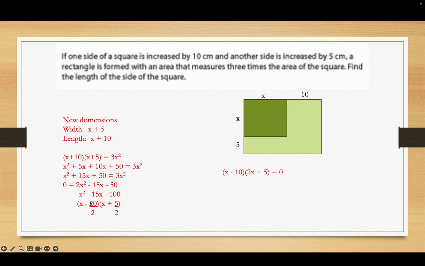Getting back to solving the problem, 20 over 2 reduces to 10, so I get x minus 10. And the next one is 2x plus 5. Maybe it's the guy on the left, maybe it's the guy on the right. I get x equals 10, x equals negative 2.5. Can't have a negative length, get rid of that. So 10 is going to be the length of the original square.